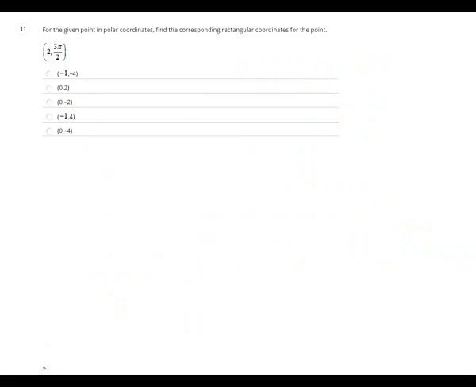All right. So for the given point in polar coordinates, find the corresponding rectangular coordinates for the point. Okay. So now we need to look at our formulas for polar.